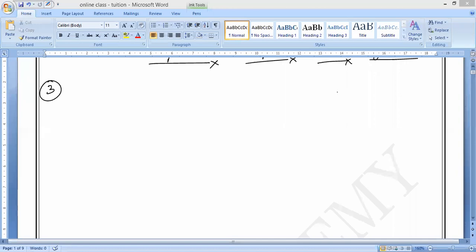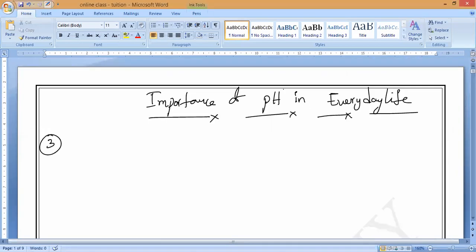So, as you know, we are studying at present the importance of pH in everyday life. Already we have discussed the importance of pH in our everyday life, for example, pH in our digestive system. Next one, pH change as the cause of tooth decay. Is it correct? And also, in the last class, we discussed that plants and animals are sensitive to pH changes. That is what we are going to continue now.